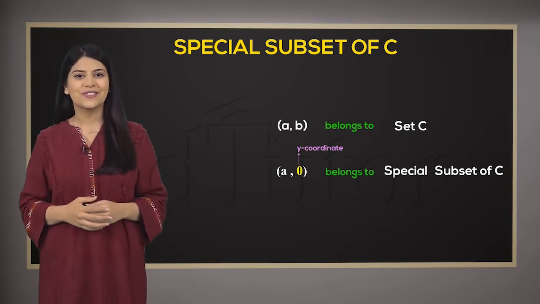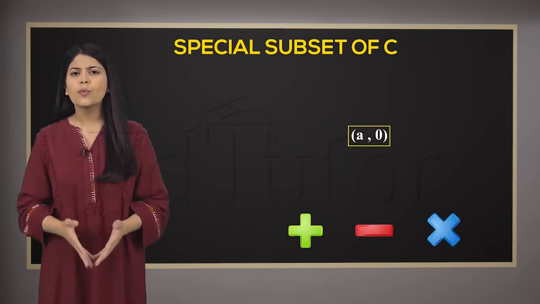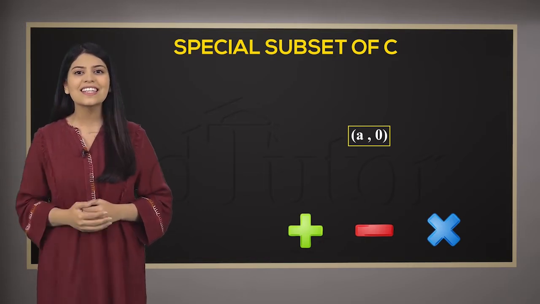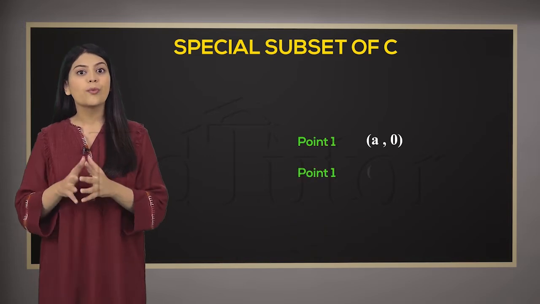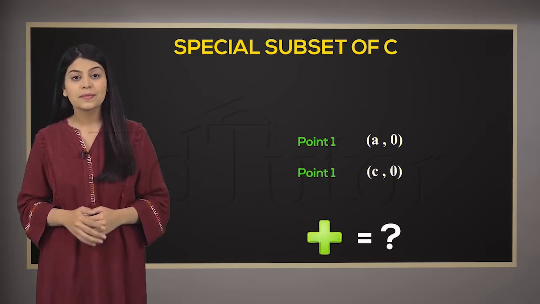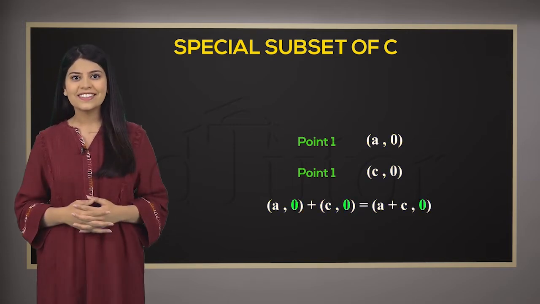And why is this special? You'll find out soon. Addition, subtraction and multiplication work the same way for this subset, and they are a little easier. Good news, right? Suppose you have 2 points that belong to it. Can you predict their sum? It's so simple because the y-coordinates are just 0.